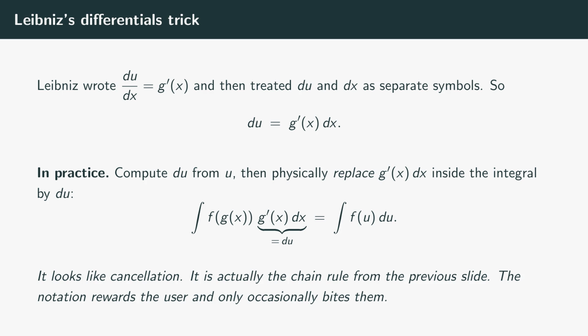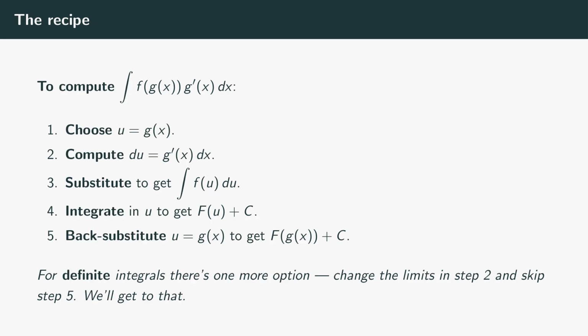It looks like cancellation. It is actually the chain rule from the previous slide, exactly. The notation was designed by Leibniz to look like cancellation precisely because the chain rule guarantees the cancellation is legitimate. 3 centuries later, we still use it because it is unreasonably effective. Here is the recipe, one more time, in 5 steps you can run mechanically once you've picked u. Choose u to be the inside of the composition. Compute du as g prime of x dx.